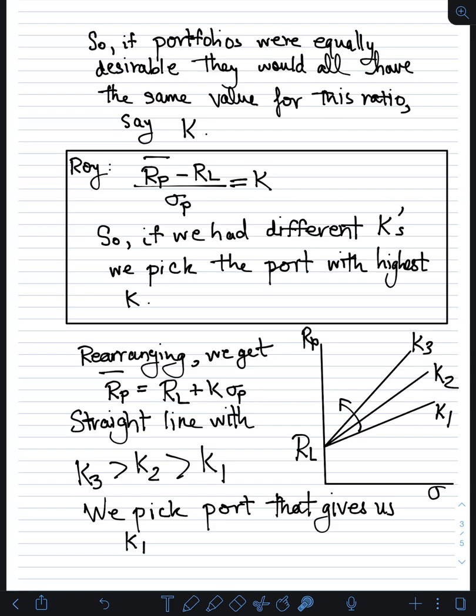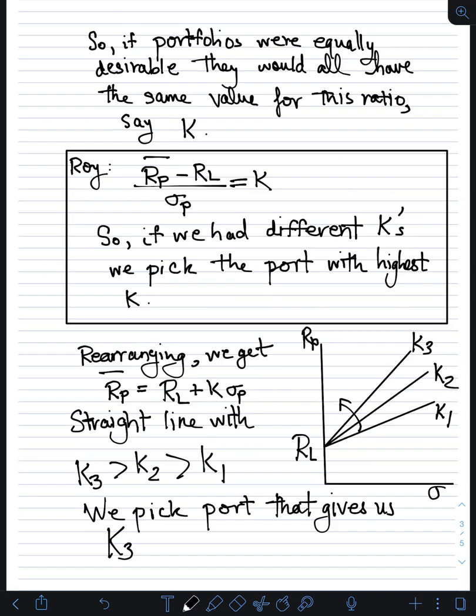So we're trying to maximize the slope of the function. If we have all these three different portfolio choices, we're going to pick K3, which is the portfolio with the highest slope. This should not say K1. It should actually say K3, because we want the highest. So that is basically Roy's portfolio.